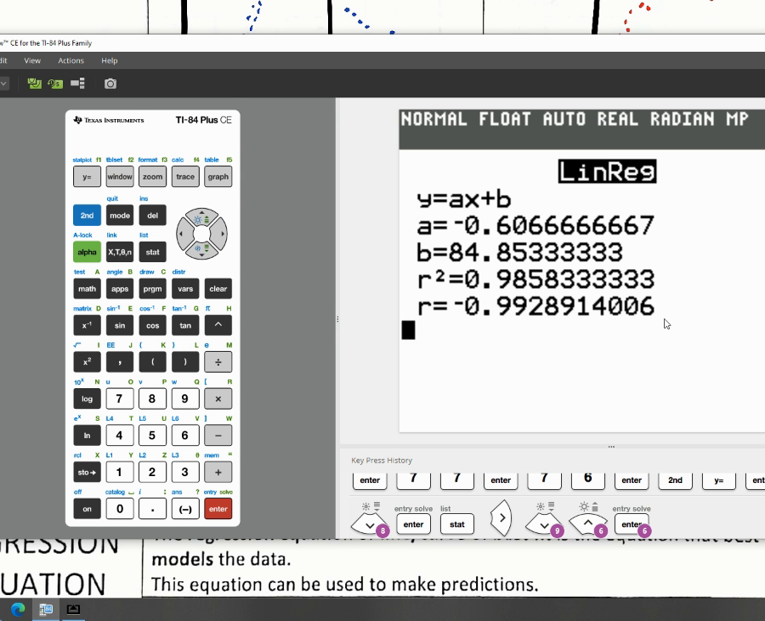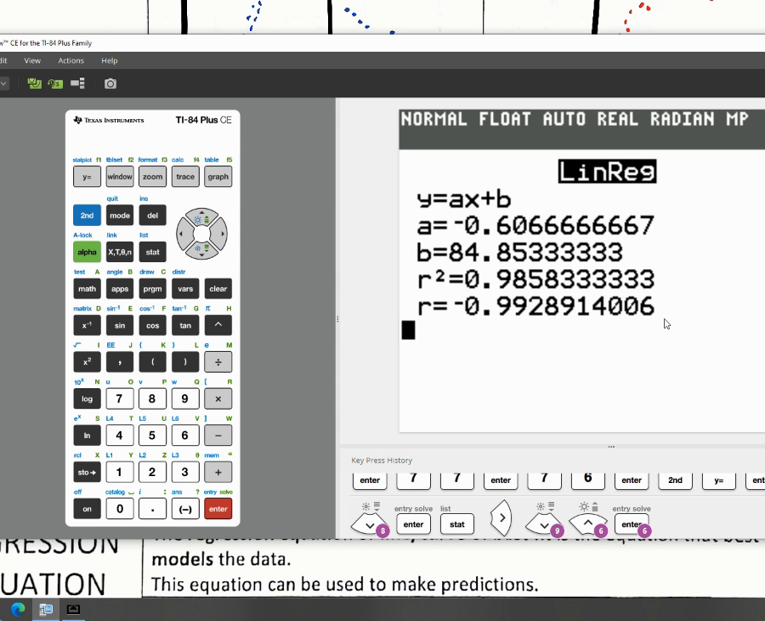So, let me write my equation real quick, and then I'm going to explain something. Y equals, what's A? Let's go to 2 decimals. What's A? Negative 0.61x. And then what's B? Plus 84.85.